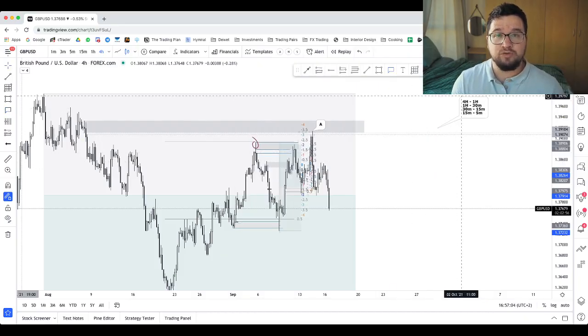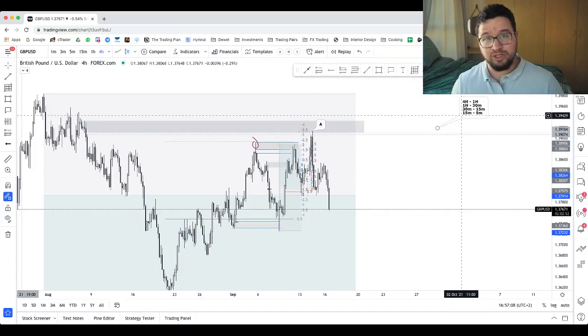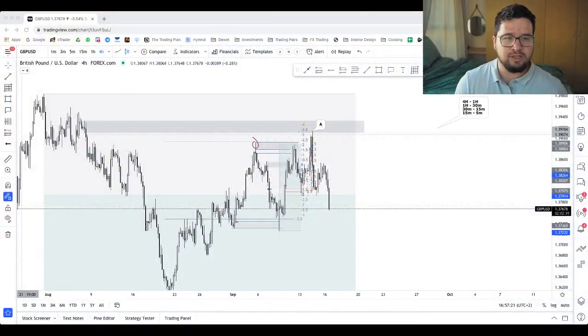From a 4H point of interest, we target the 1H point of interest. From a 1H point of interest, we target the 30-minute point of interest. From a 30-minute point of interest, we target 15 minutes. From the 15 minutes, the 5 minute. I hope you get the picture. And so we just step down a time frame all the time.